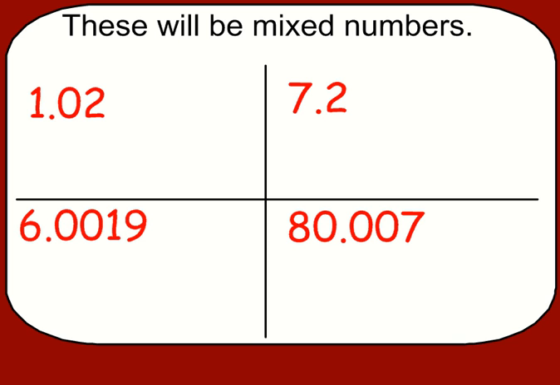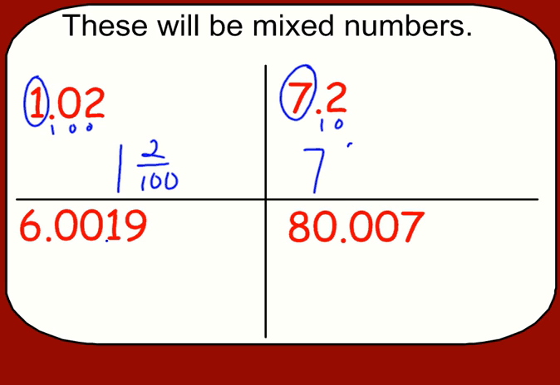Okay. Now, let's try this with these. These are going to be mixed numbers when you write them as fractions because they have whole numbers. So our whole number here is 1, and then our fraction would be 2 100ths. Our whole number here would be 7, and our fraction would be 2 tenths. For the next one, our whole number is 6. I'm going to put a 1 under the decimal, and that would be 19 10,000ths.